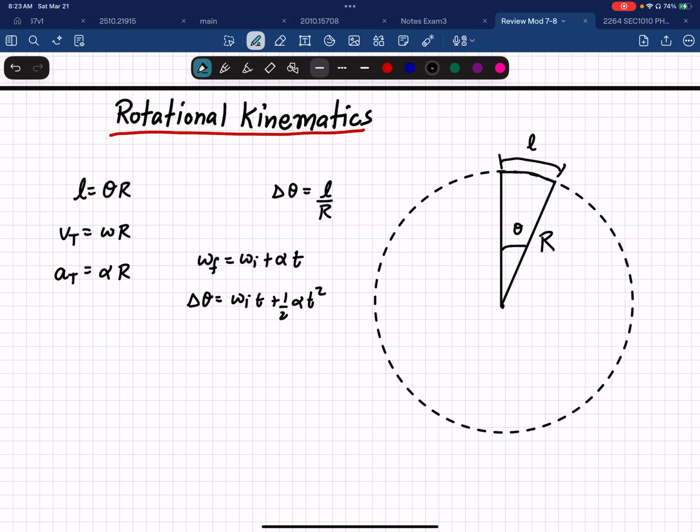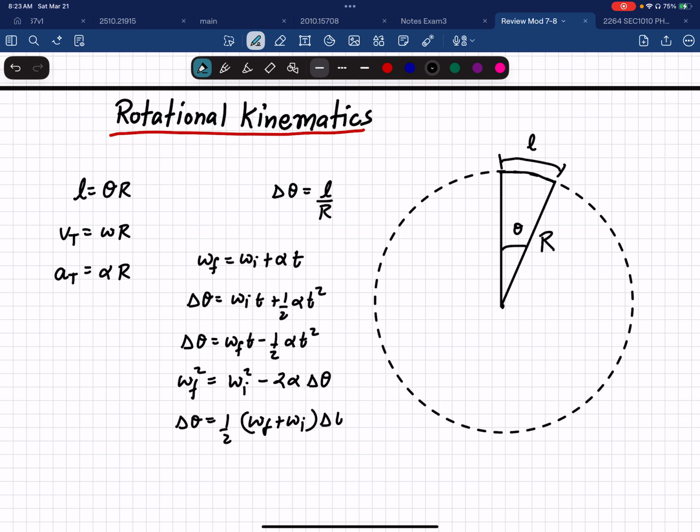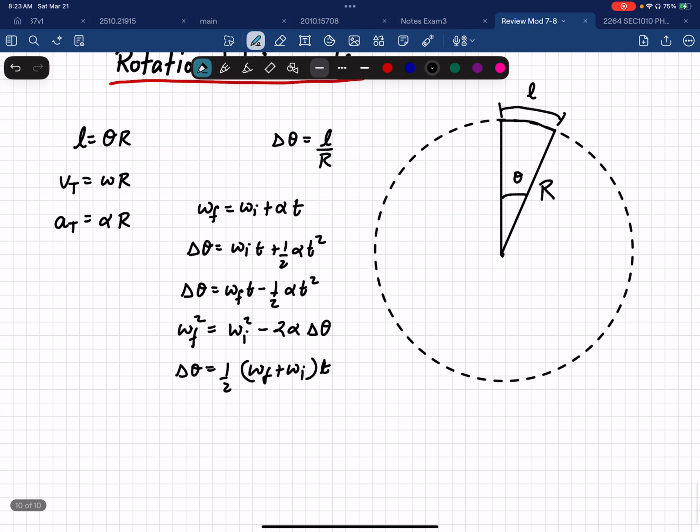Okay. Let me go for this: omega f square, and the final is the delta theta is half of omega f plus omega i, times t. I think we were going for t.